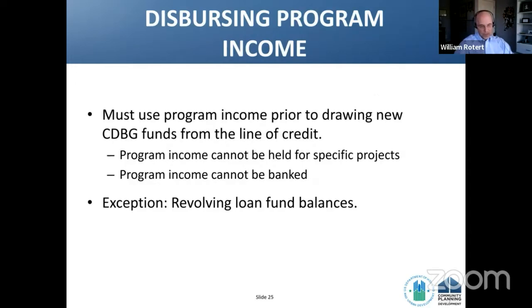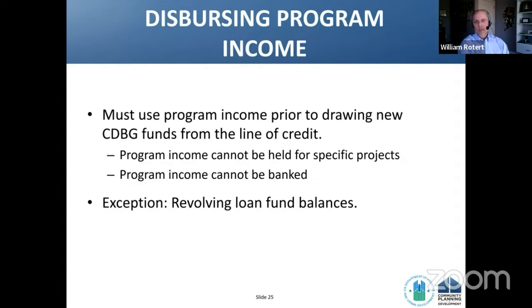So let's talk about disbursing program income. As most of you know, if you have program income, you're required to spend that program income before you draw any new grant funds from your line of credit. Why? Because the US Treasury has to borrow money in order to fund your line of credit, and they don't want to borrow money if you have money on hand to pay your costs. So the requirement is you have to use your program income before you draw down any additional CDBG funds.